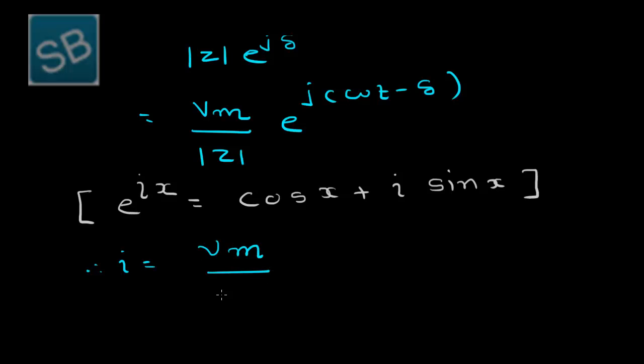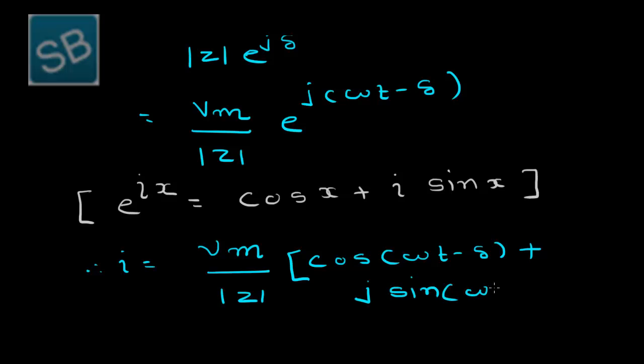So it is Vm upon mod Z. Here don't get confused, this v is always in small letters, not capital. You can write it in capital, but here we have considered from the start that the voltage v is equal to small vm. So here I am writing all in small letters. So the equation will be cos omega t minus delta plus, here instead of i we have the value of j, sin omega t minus delta.